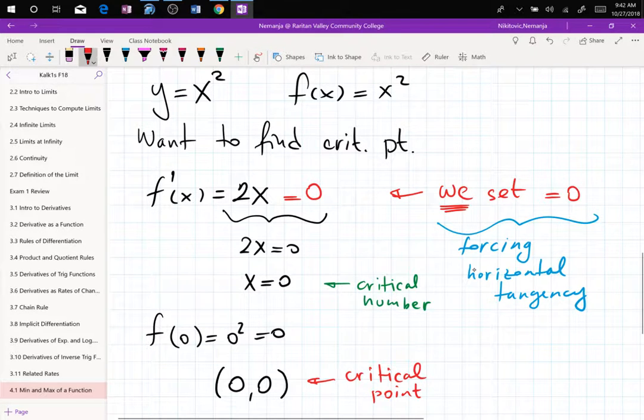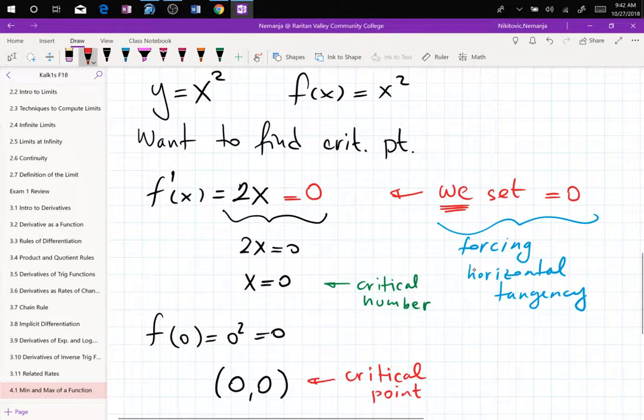Any min, any max always has the horizontal tangent line going through that min and max. A horizontal line has a slope of 0. So we are forcing slope to be equal to 0 and looking for x values when that occurs. Anytime the slope is 0 for the tangent line, you would have min and max.